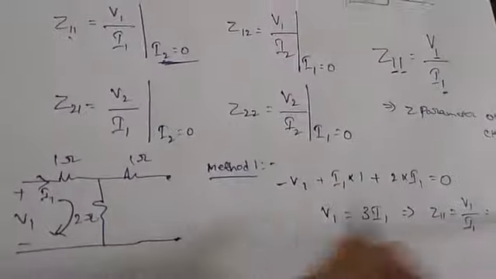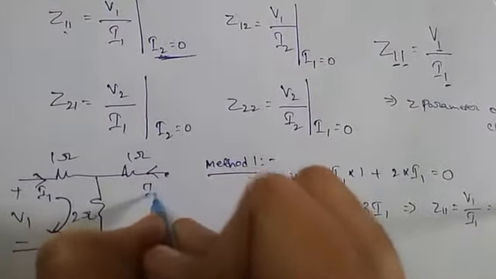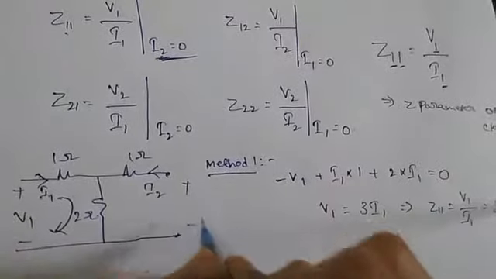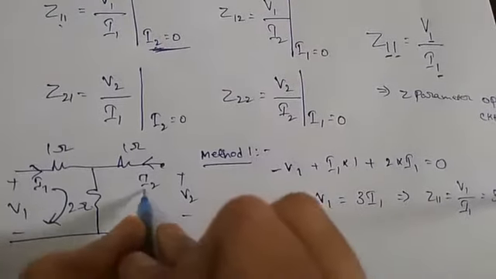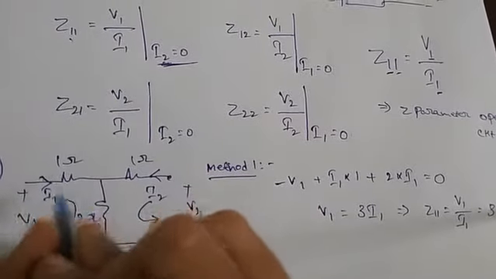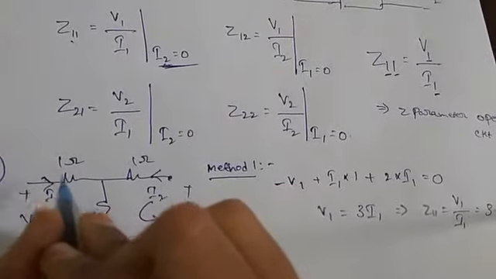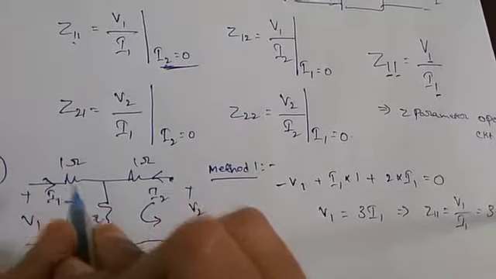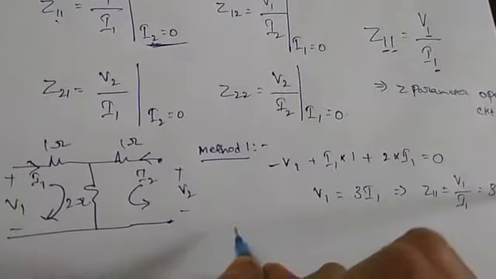And next, when coming to this output side, it is better to draw the circuit for each case. So I am just calculating. When this I1 is 0, this term will be 0. There is no voltage drop at this 1 ohm resistor. So apply KVL at this loop.